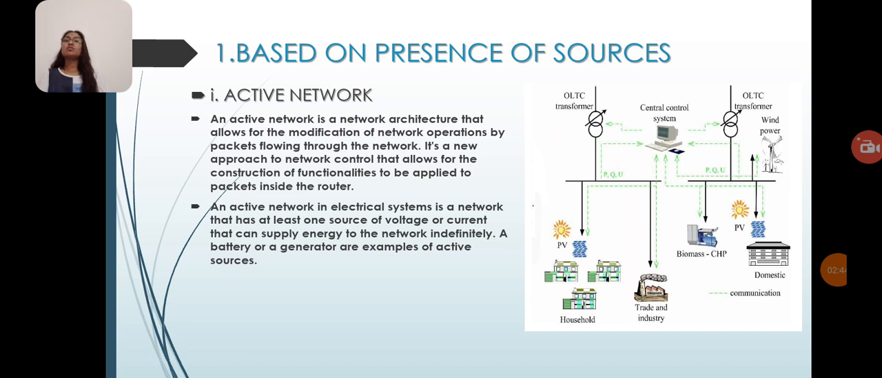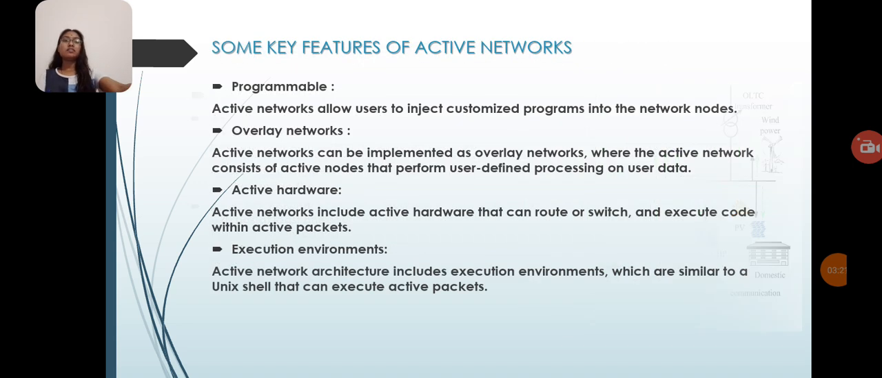It's a new approach to network control that allows for the construction of functionalities to be applied to packets inside the router. An active network in electrical systems is a network that has at least one source of voltage or current that can supply energy to the network indefinitely. A battery or a generator are examples of active sources. In the picture, I have given the active network diagram.